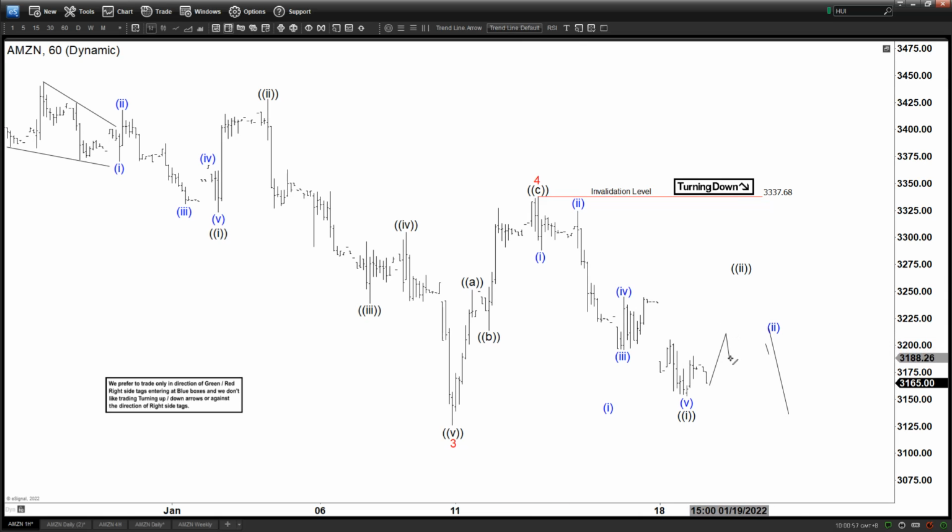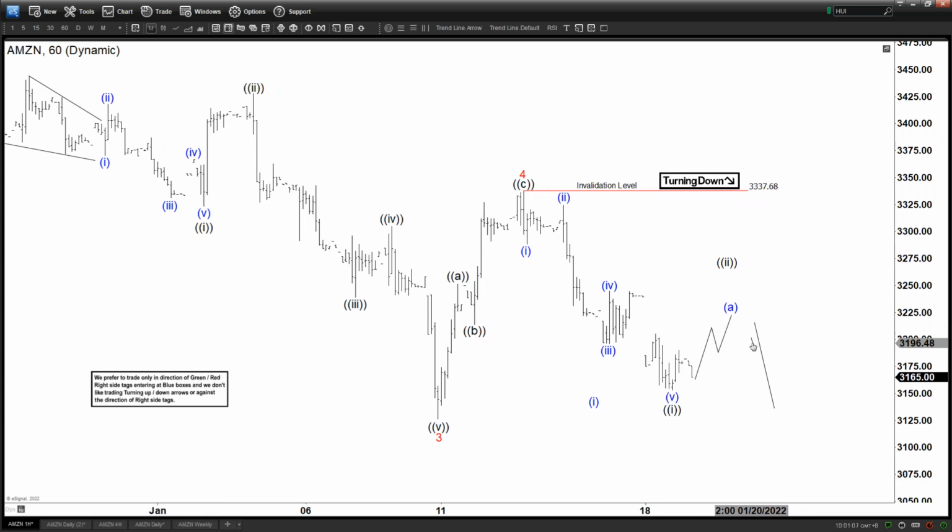This is 5 waves up, for example, ending only the A leg here, and then you can have a B leg right here, and then you have a C. So if you are correcting this entire cycle, then the bounce on the correction can be a little bit bigger, like so. But this alternate doesn't really change the idea that we're looking for the downside, as long as we stay below 3,337.